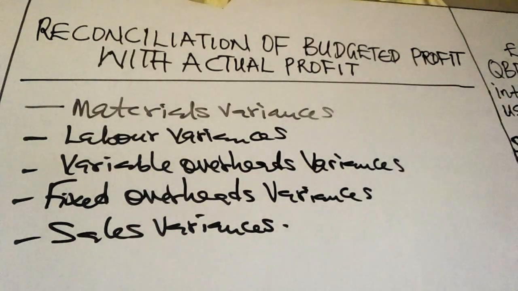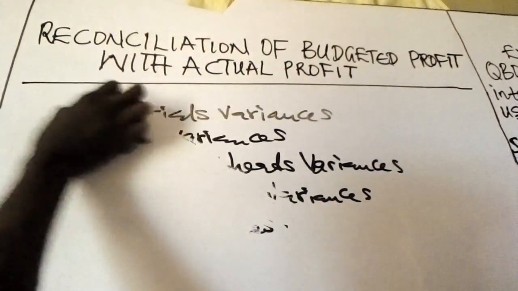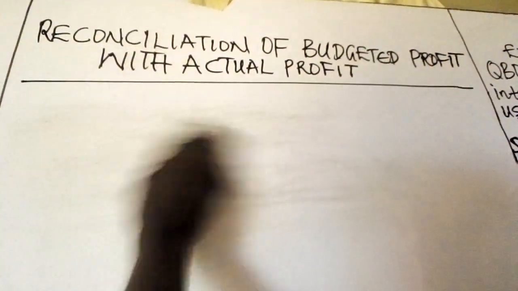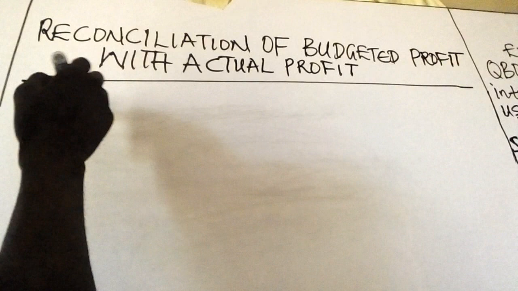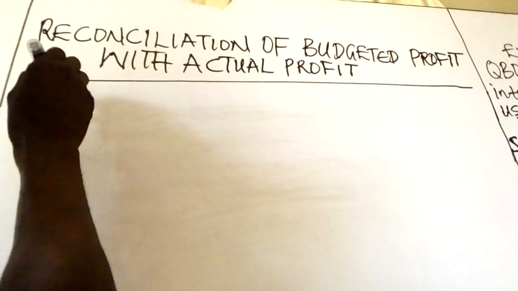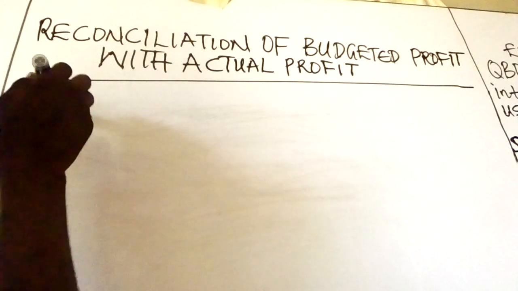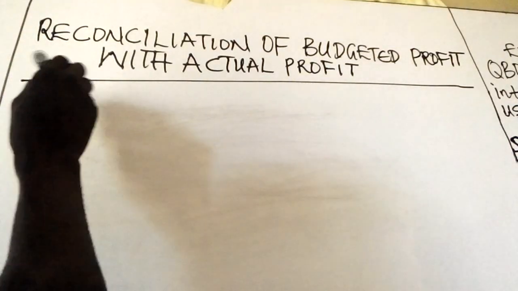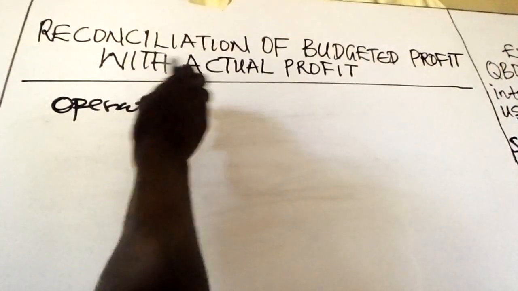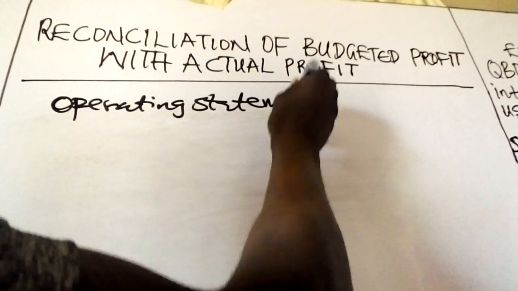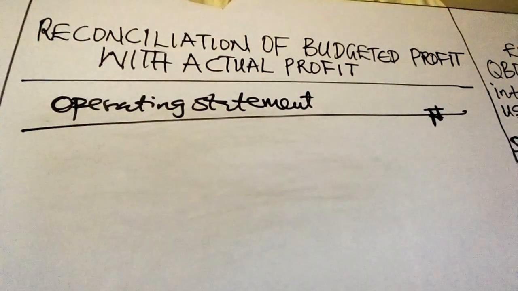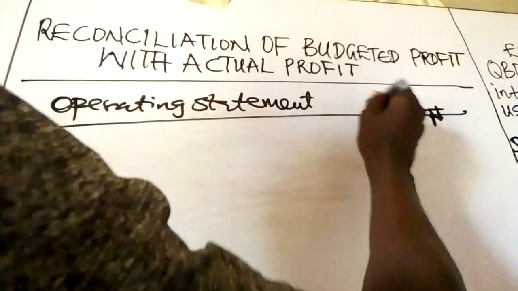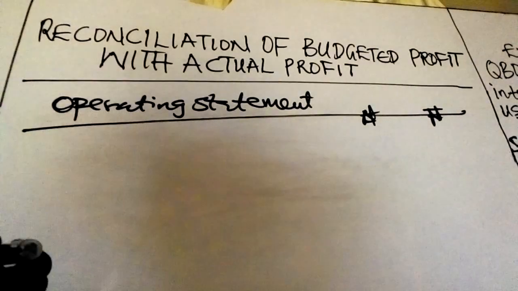So, back to the business of today. Reconciliation of budgeted profit with actual profit. I believe with this, you will be able to prepare the income statement or profit statement or operating statement. You may call it income statement or profit statement or operating statement. Sometimes you may be given the budgeted profit, and where it is not given, you will need to calculate that. So, your actual profit, where it is not given, you may equally need to calculate it.